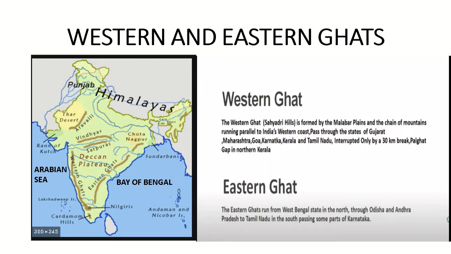Now, the Western Ghats, also known as Sahyadri Hills, is formed by the Malabar Plains and the chain of mountains running parallel to India's western coast, passing through the states of Gujarat, Maharashtra, Goa, Karnataka, Kerala, and Tamil Nadu, interrupted only by a 30 kilometer break, the Palghat Gap, which is in north Kerala. Now, the Eastern Ghats run from West Bengal state in the north and through Odisha and Andhra Pradesh to Tamil Nadu in the south, passing through some parts of Kerala.